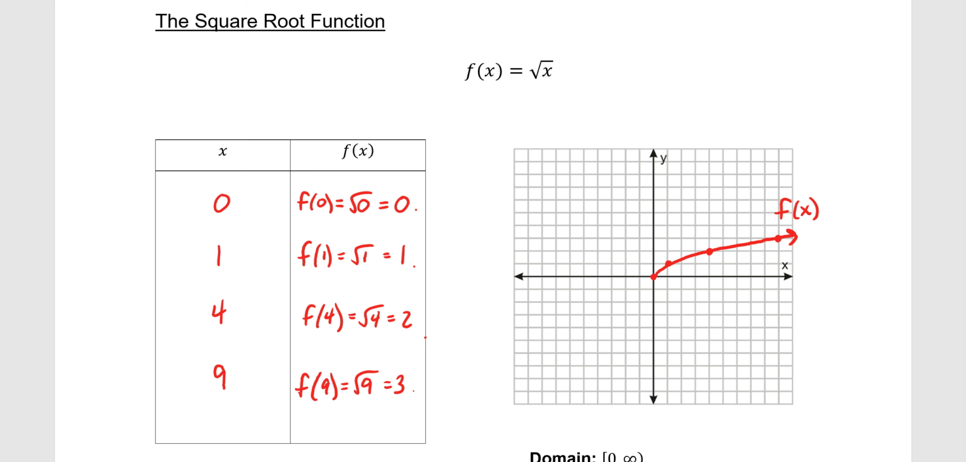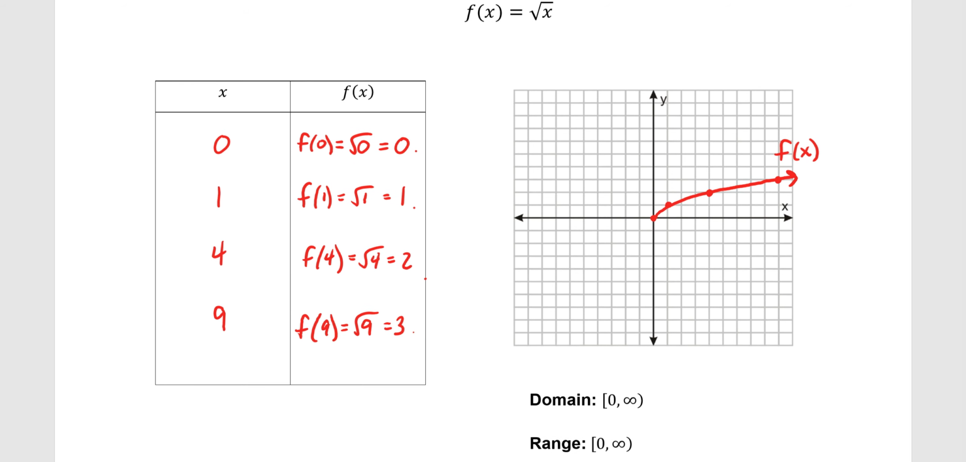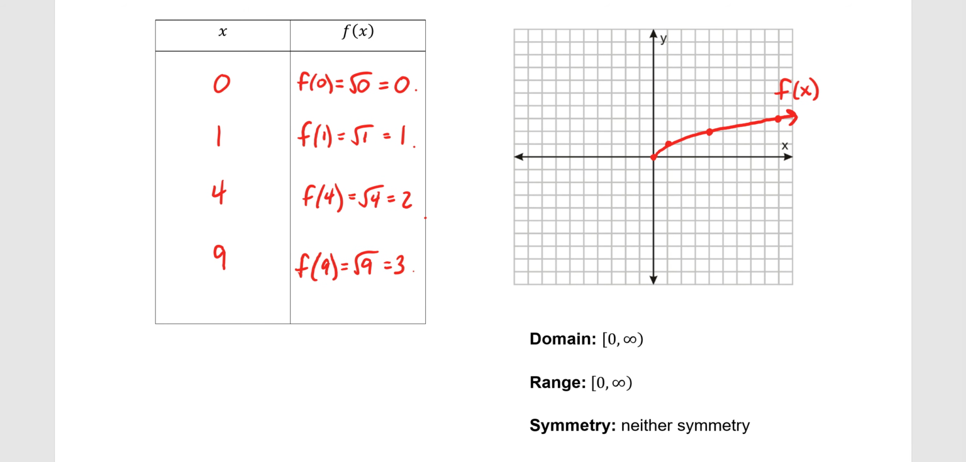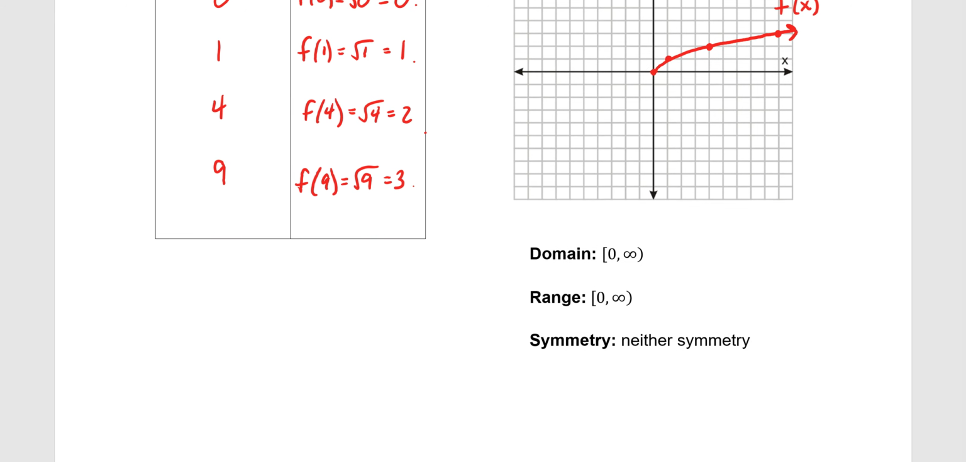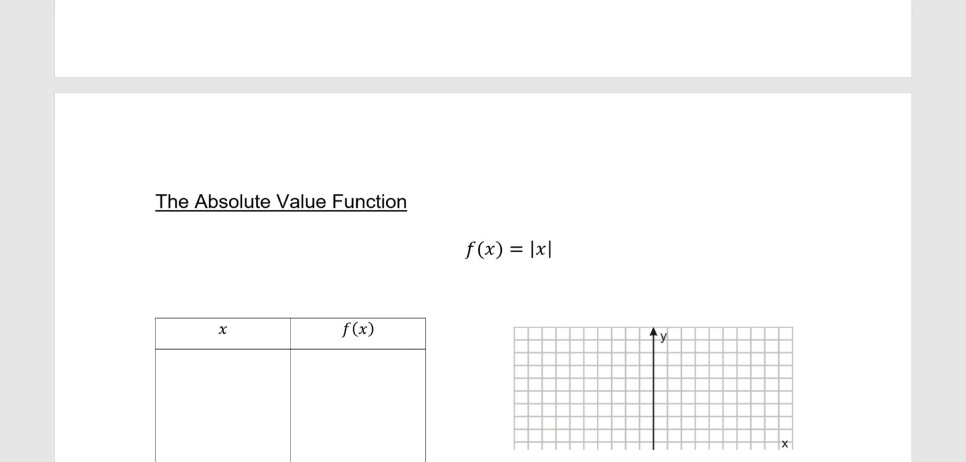So this similar shape is a parabola that has fallen over, but it's missing this other portion down here. So it's essentially half of a parabola that is horizontal instead of vertical. Okay, and then some of the properties we have: domain and range are both 0 to infinity, including the 0, and this does not have y-axis nor origin symmetry. Okay, do a couple more here.